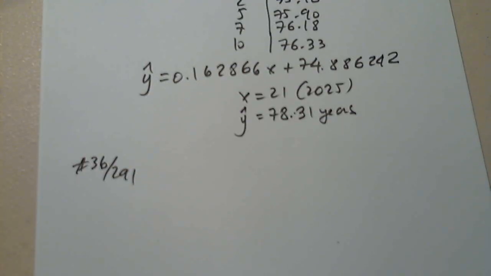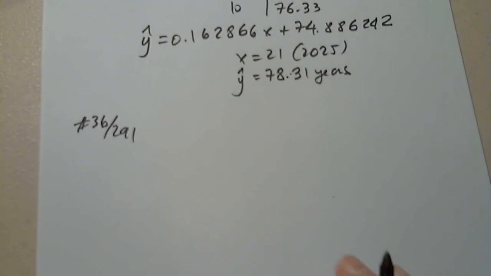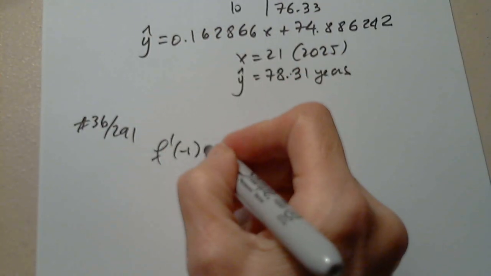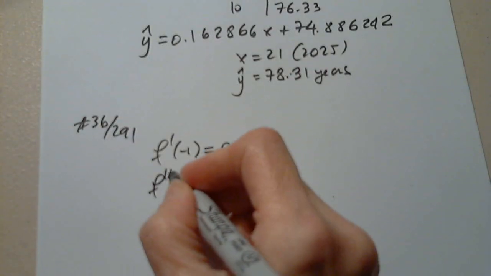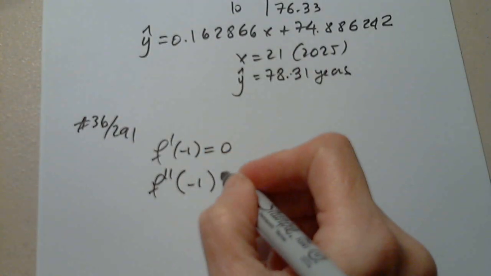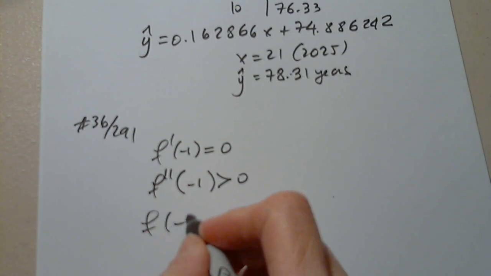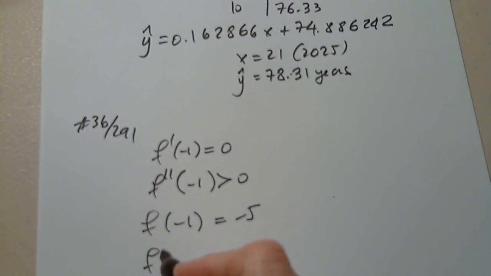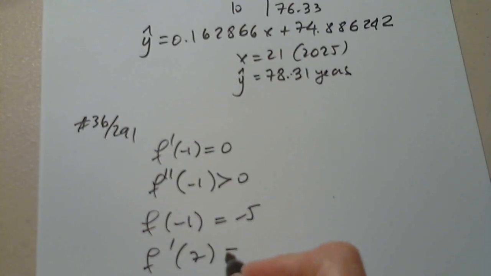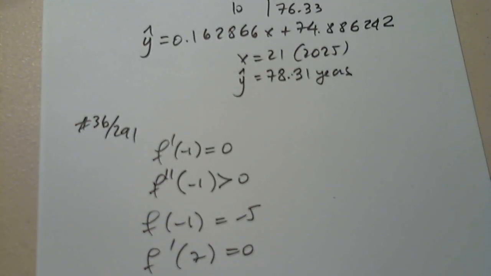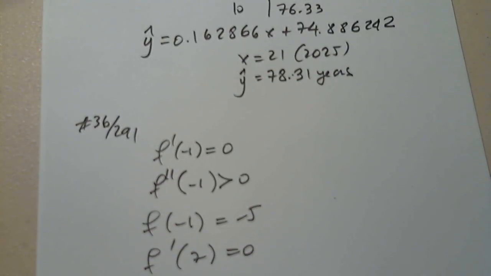Okay, 36. Yes, sure. In 36, let me copy. F prime of -1 equals 0. F double prime of -1 is greater than 0. F of -1 is -5. F prime of 7 is 0. F double prime of 7 is less than 0. F of 7 is 10. F double prime of 3 is 0. And F of 3 is 2.